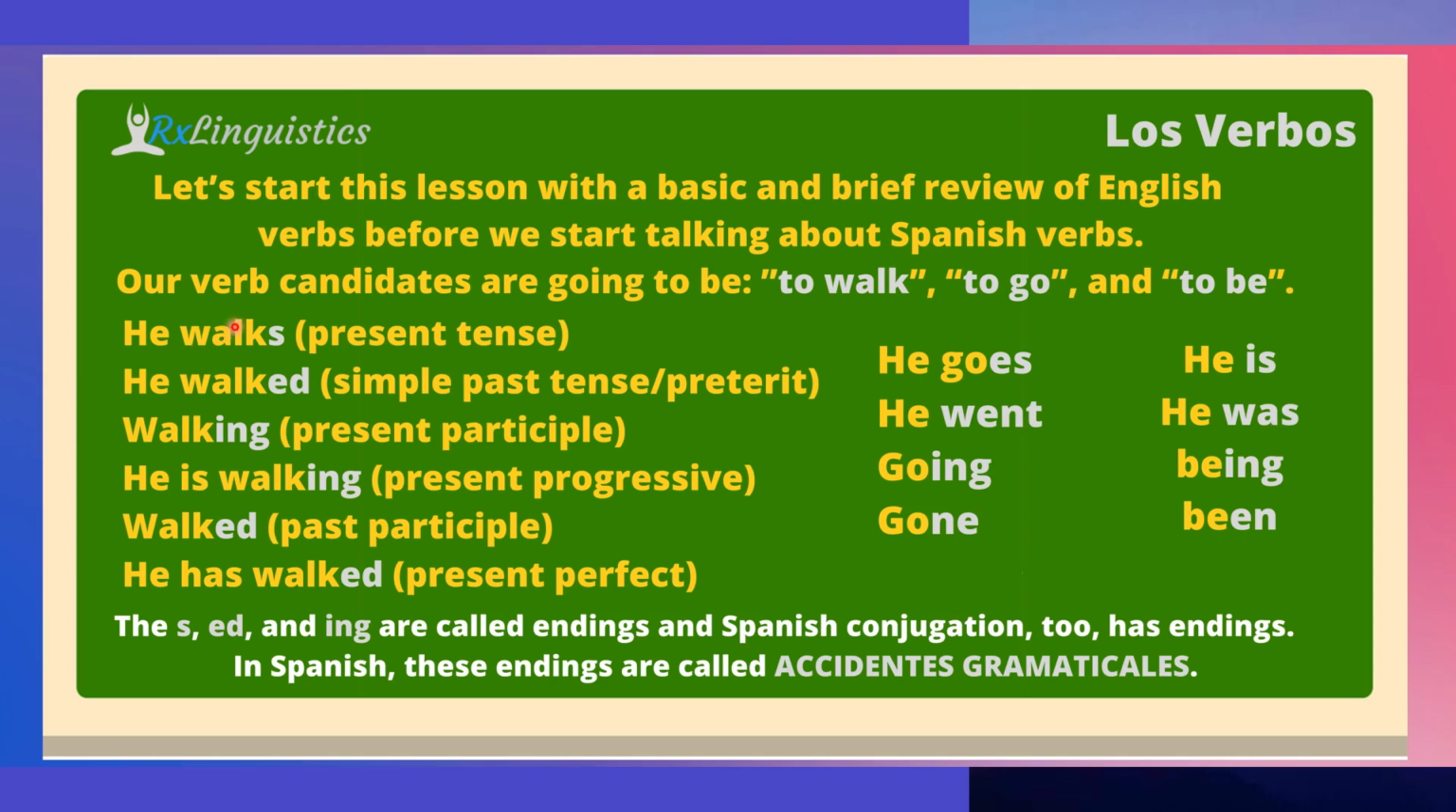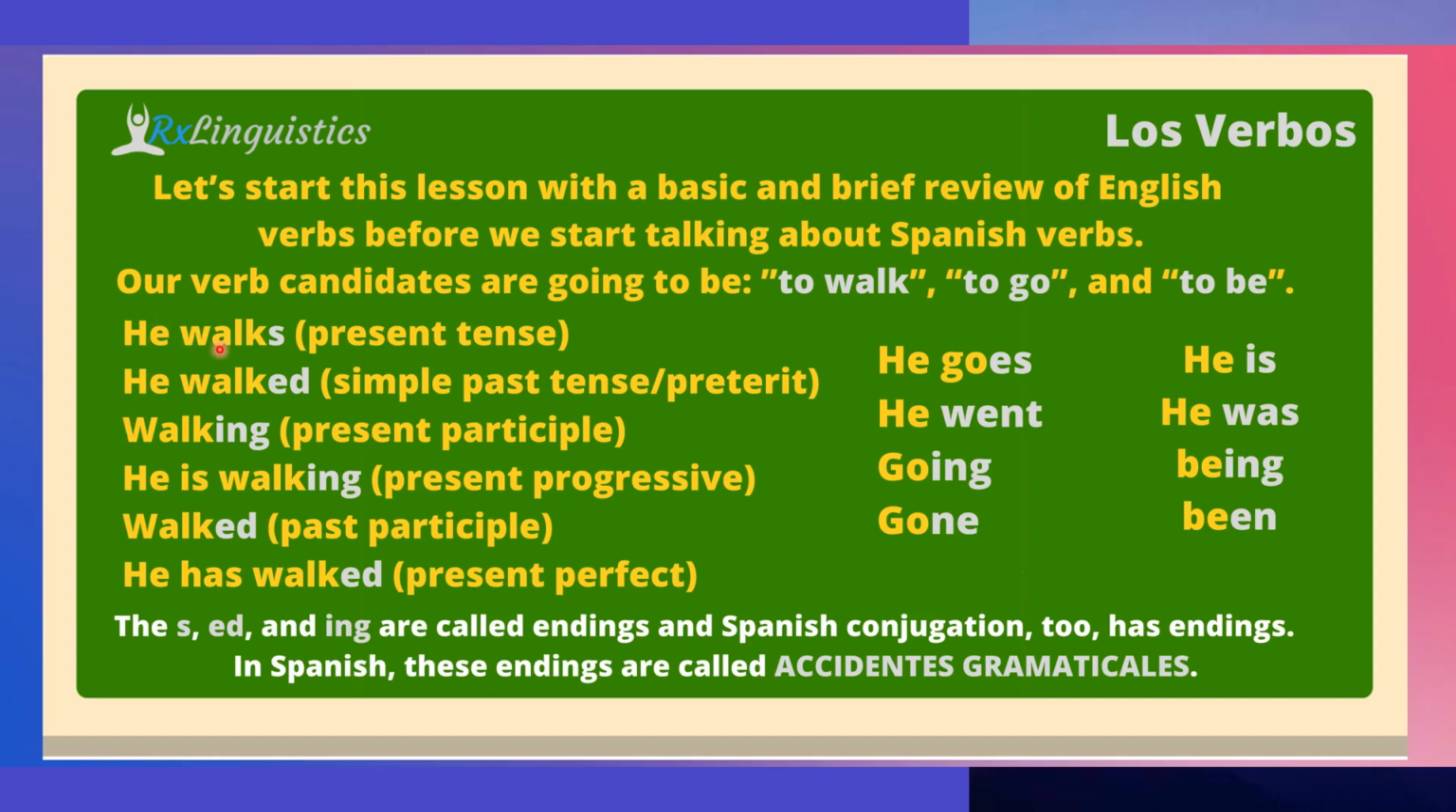So when the initial part of the verb remains the same throughout a conjugation, it's called a regular verb. And when that initial part is modified, is changed, and dramatically changed in the case of to be and to go, they are called irregular verbs. So the same concept exists in Spanish, where there are regular verbs and irregular verbs.